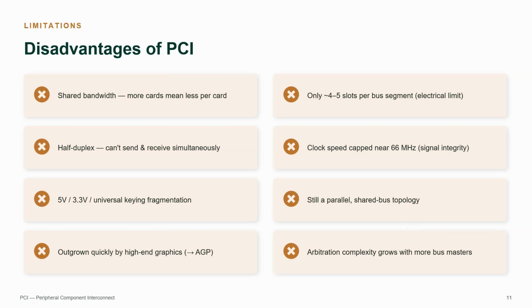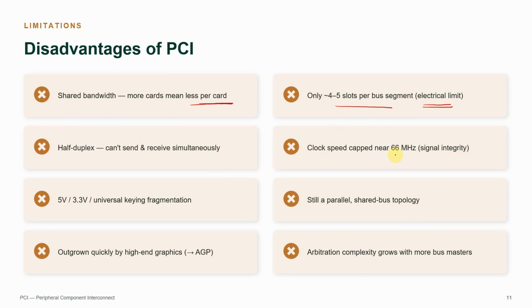And the disadvantages: we have shared bandwidth. More cards means less bandwidth per card. We are going to have less bandwidth if we have more cards, and we only have 4 to 5 slots per segment, and we have something known as an electrical limit. We are going to discuss this point in our upcoming sessions. And it is half duplex. PCI is half duplex. That means it cannot send and receive simultaneously. Any one operation should be done at a particular time.